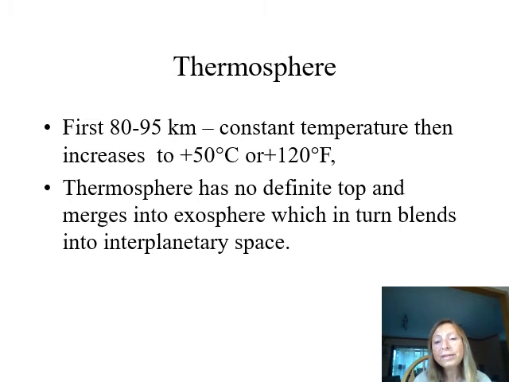The thermosphere is the highest and the thinnest layer of the atmosphere. It starts at 80 kilometers over the mesosphere and it doesn't really have any definite top as it merges into the exosphere, which then blends into outer space. The temperature in the thermosphere remains constant over the first kilometers from 80 to 95, and then it increases again, reaching all the way plus 50 centigrade or plus 120 Fahrenheit.